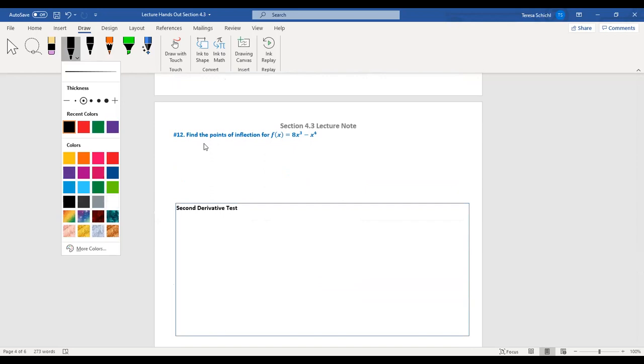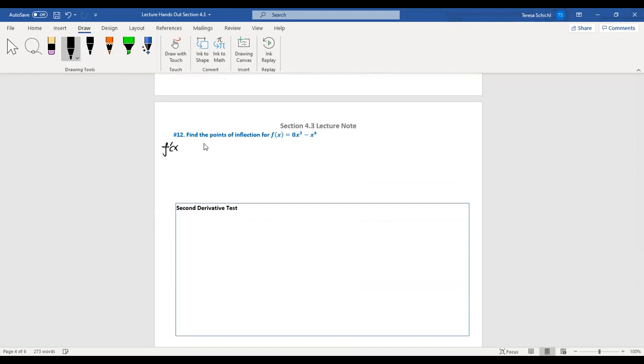Okay, so for the point of inflection, remember we say first derivative, then second derivative. So now let's take the first derivative. What is the first derivative here? 8 times 3, so this is 24x squared minus 4x cubed. Then f double prime of x is 48x minus 12x squared. Now just like we did before, let's factor the x out. So this is 12x times (4 minus x).